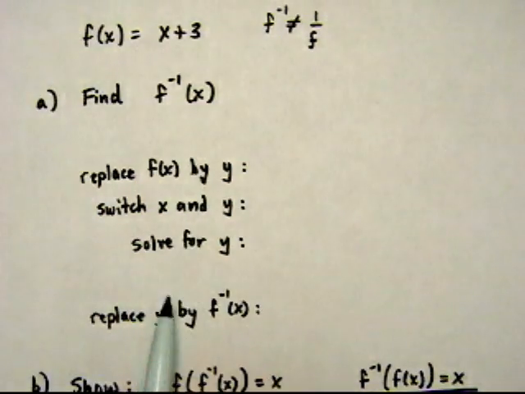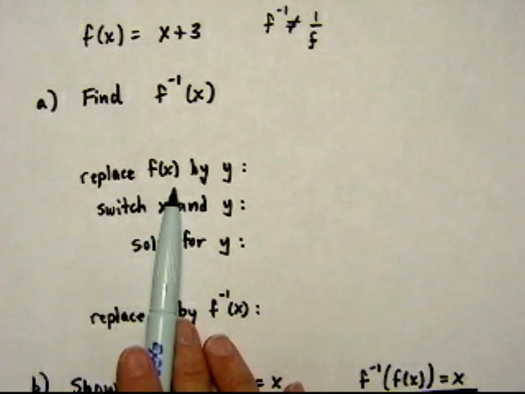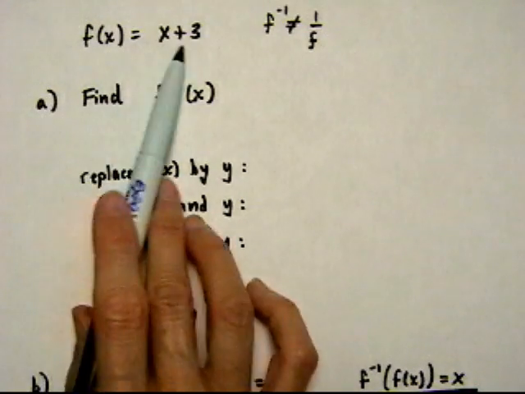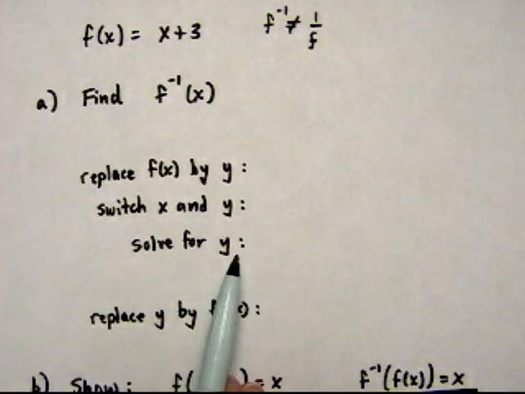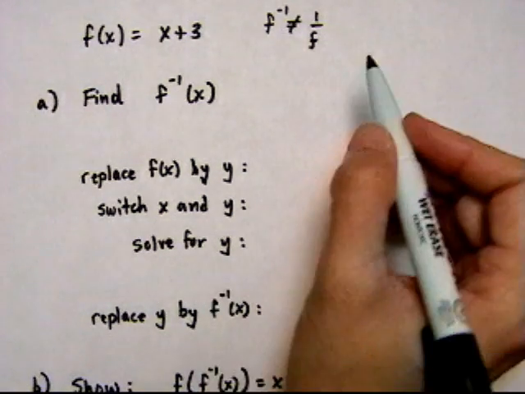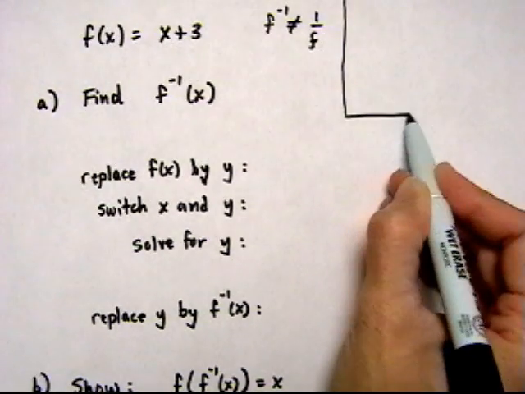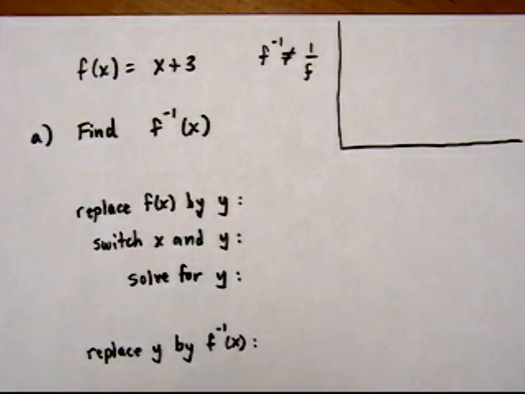Now the steps for finding the inverse are written right down here. Basically what we're going to do is switch the x and y in f of x, and then solve for the new y. It's kind of nice to understand why we're doing that before we actually do it, so let's look at a couple numbers for a second, and I'll make it a little more clear why we switch the x and y and then solve for y.